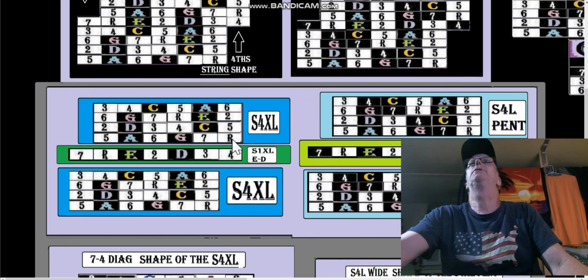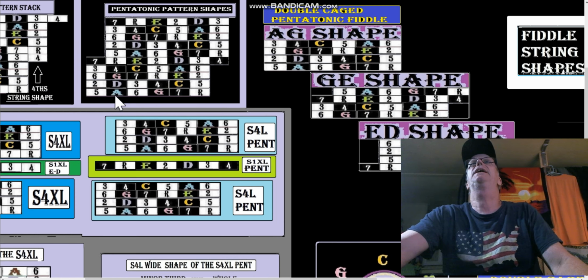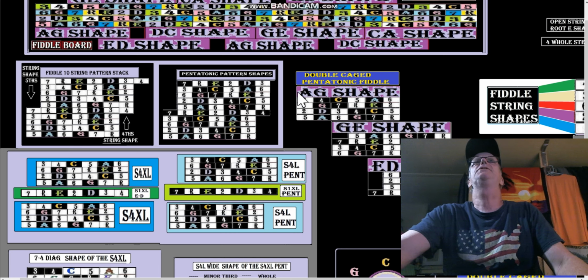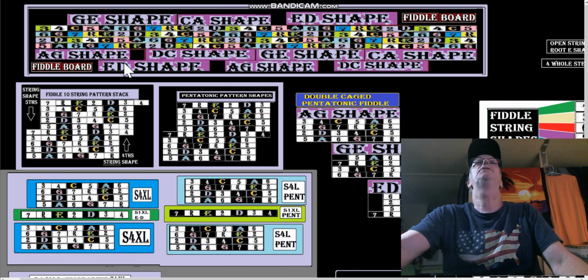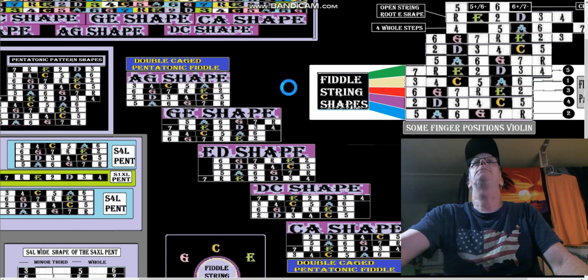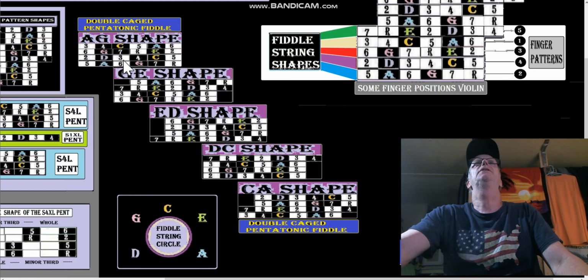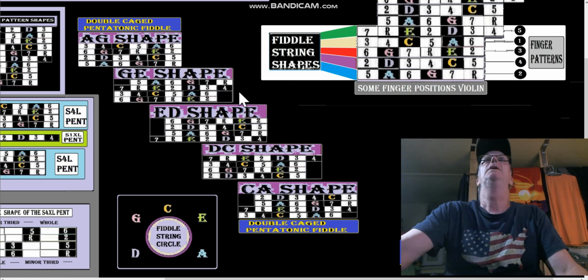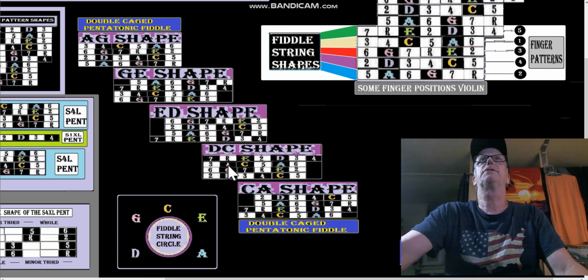So let's get a bird's eye view of our cascade. This is the same thing. AG goes to GE, goes to ED, goes to DC. This is the same thing over here. AG goes to GE, goes to ED, goes to DC, and they're just lined up. So here's a 4, here's a 4, here's a 4.